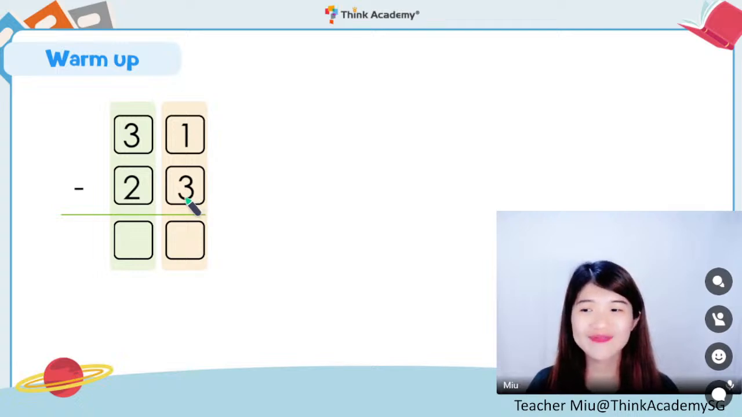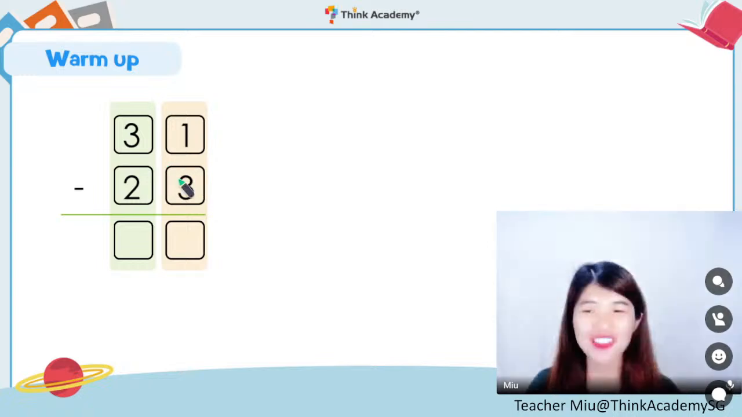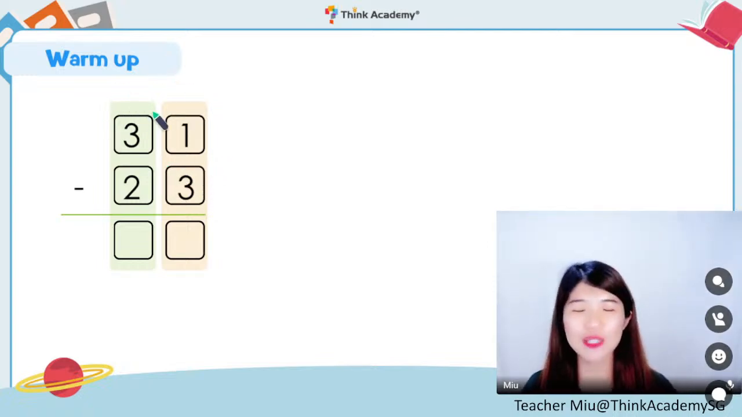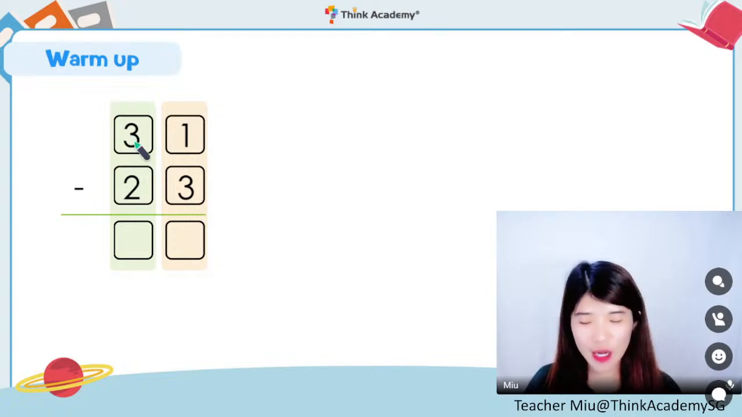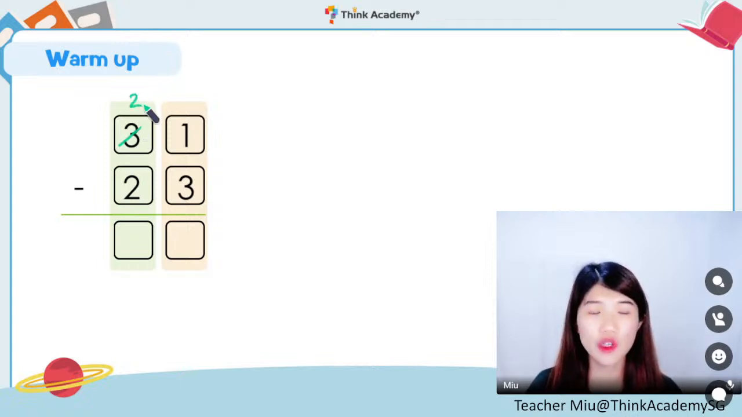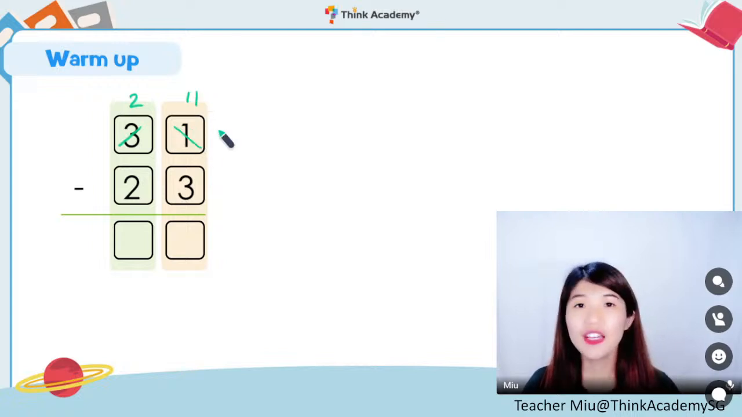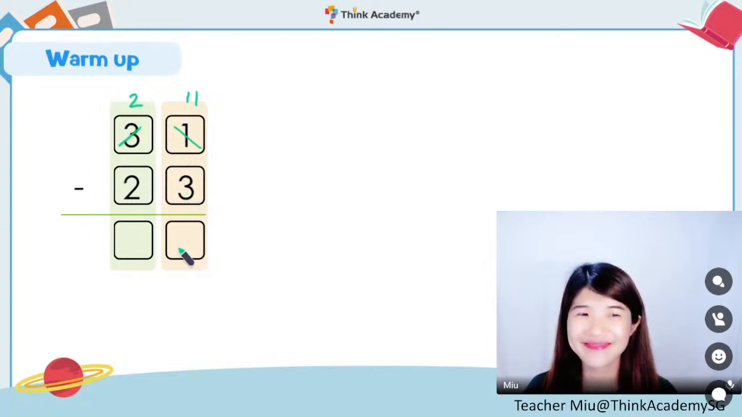Great. You should borrow, right? We should borrow from the tens. Well done, Jessie. So let's borrow from the tens. When I borrow a 10 from the tens place, this is no longer a 3 but a 2. This is no longer a 1 but an 11. Now we are doing 11 minus 3 and that gives you an 8, right? And then continue. 2 minus 2 gives you a 0. So this one, no need already.